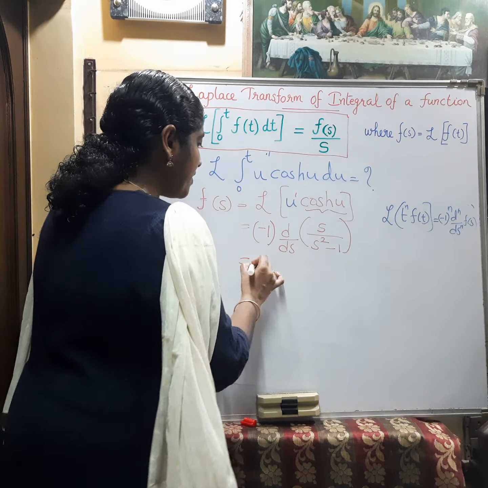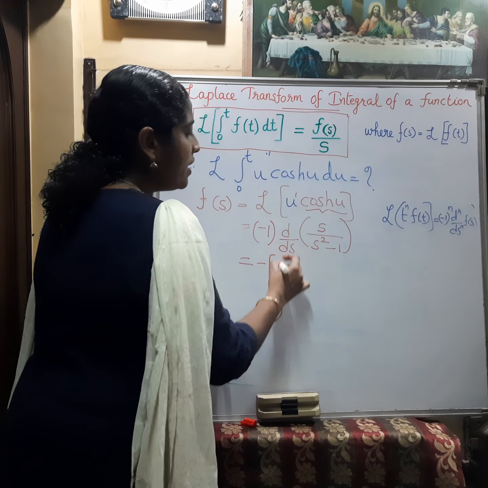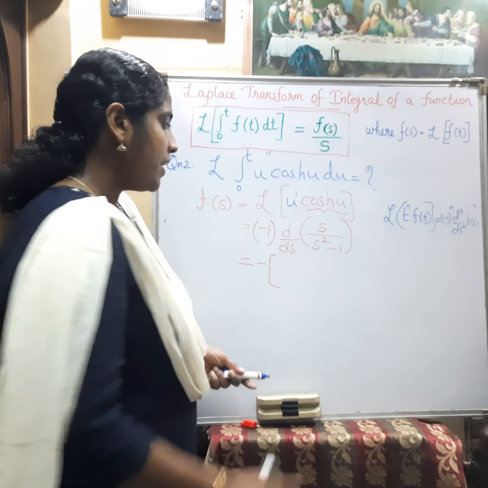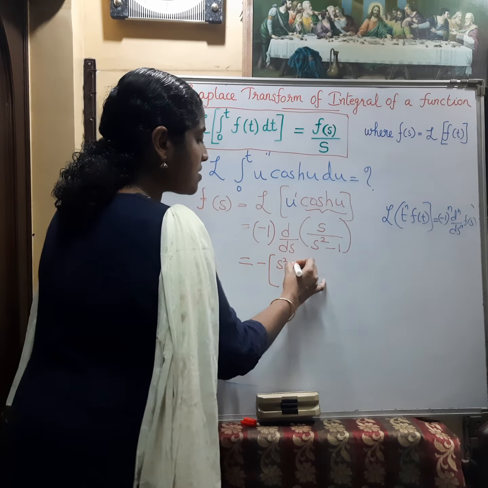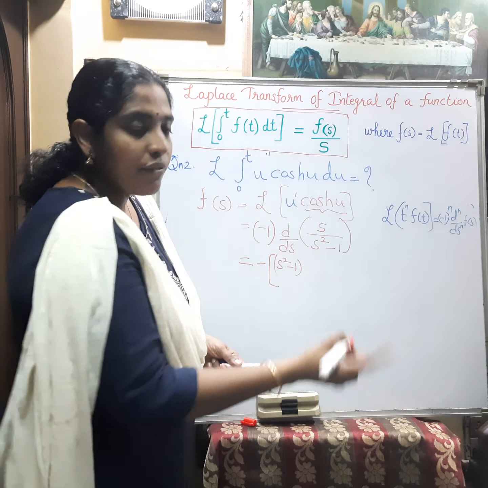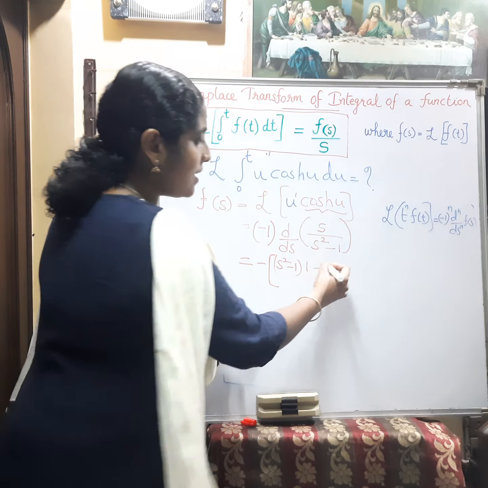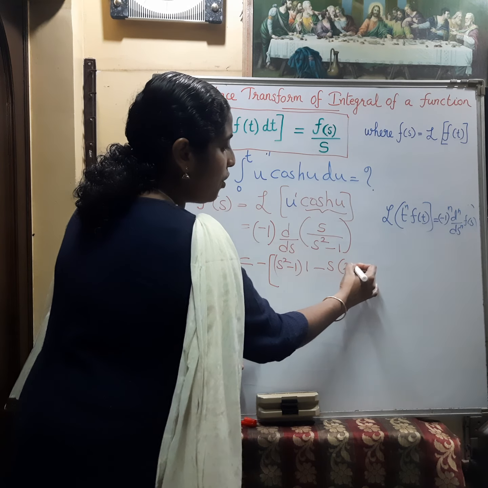Now it is a normal differentiation. Minus into the derivative of s by s square minus 1, which we can find by the quotient rule: denominator s square minus 1 into the derivative of the numerator, that is 1, minus the numerator s into the derivative of the denominator.